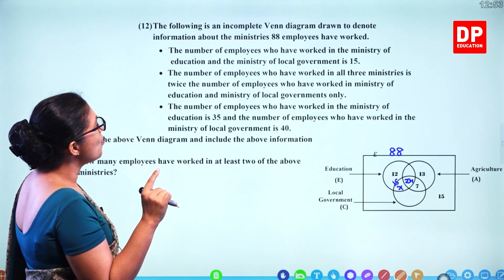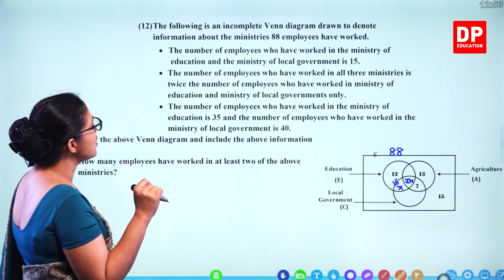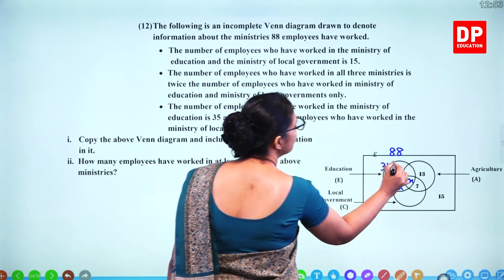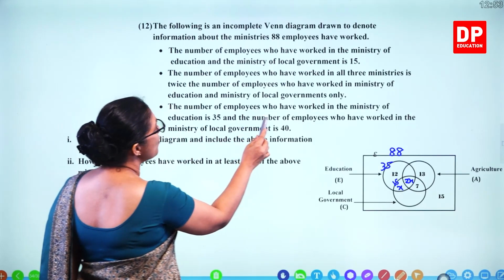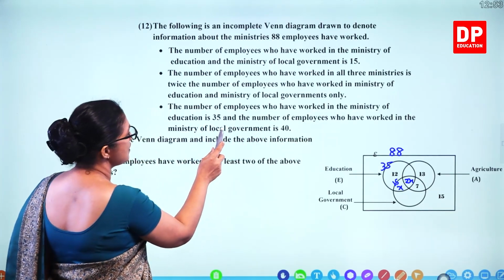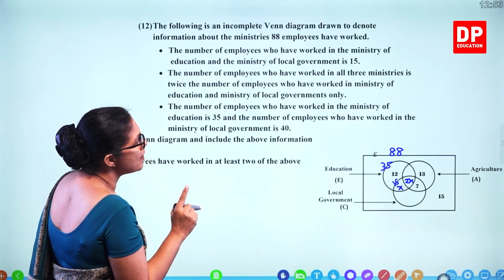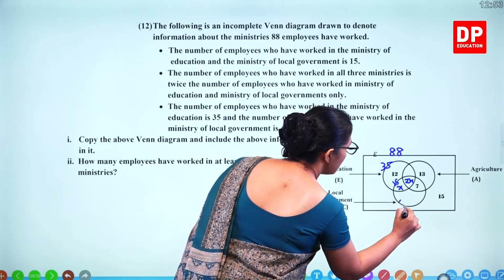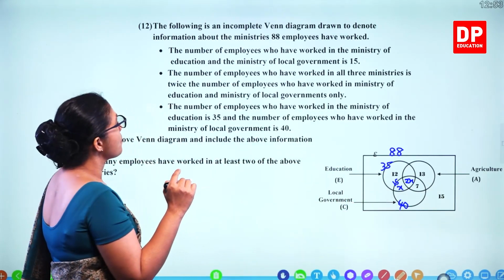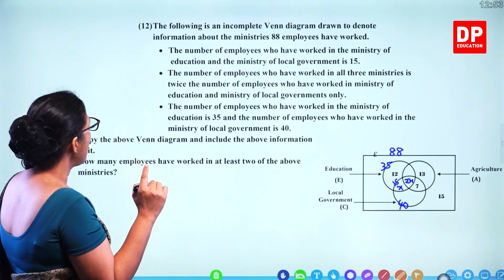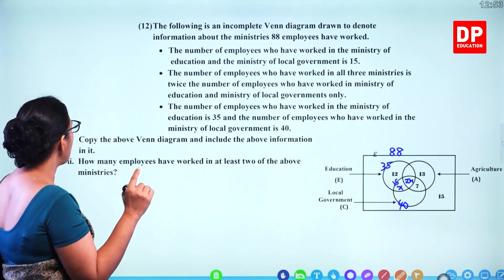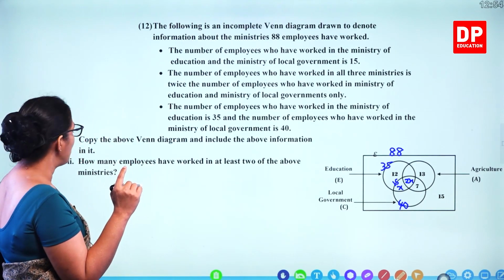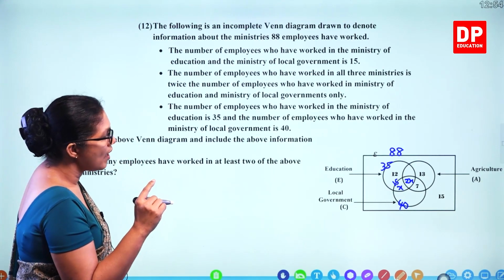The number of employees who have worked in the Ministry of Education is 35. Ministry of Education, this is 35. The number of employees who have worked in the Ministry of Education is 35 and the number of employees who have worked in the Ministry of Local Government is 40. This is 40. Copy the above Venn diagram and include the above information on it. How many employees have worked in at least 2 of the above ministries? So we have to solve that.